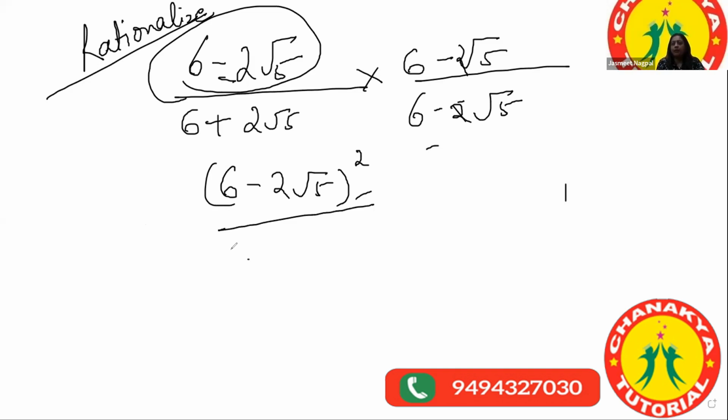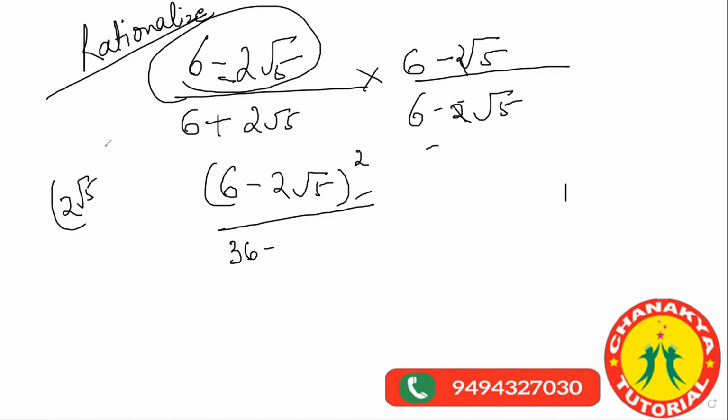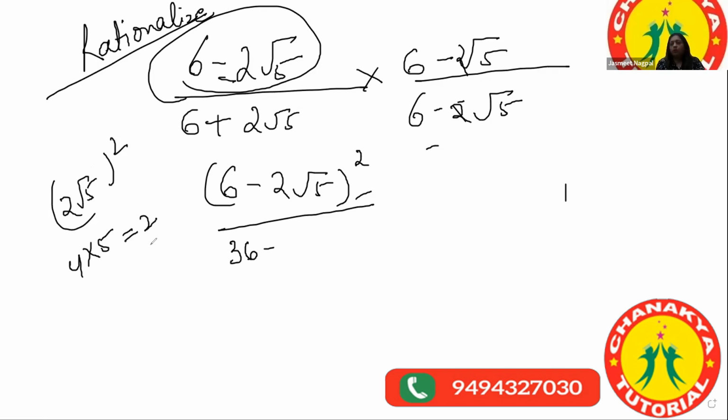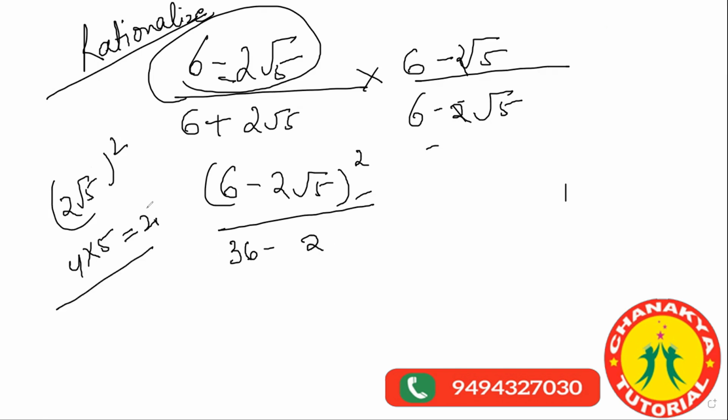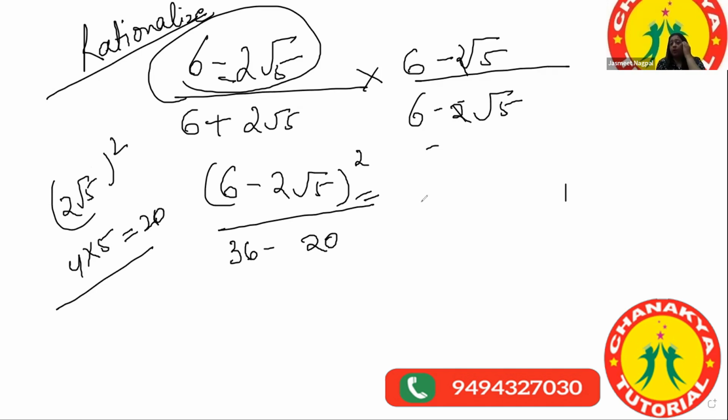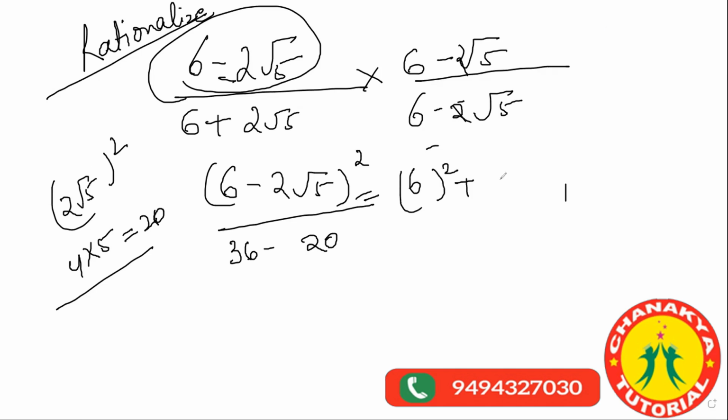6 square is 36 minus 2 root 5 square is 20. Very good. So 36 minus 20 becomes 16. And in the numerator, you will follow the identity in which a square plus b square, it will become 36 plus 4 root 5 minus 5.